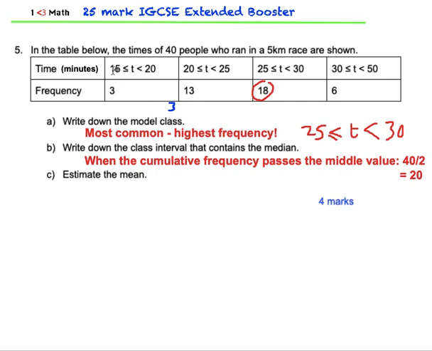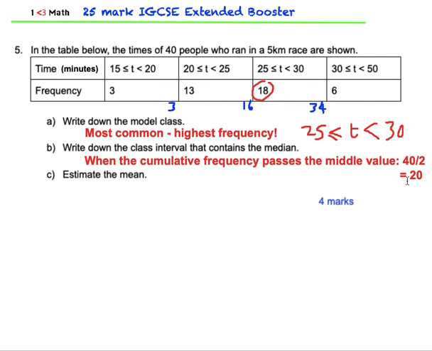So we look at our cumulative frequency, we look at our running total. Up to 20, we have 3 people, because there was 3 people who ran less than 20 minutes. Up to 25 minutes, we have 16 people, because 3 plus 13 is 16. So there were 16 people who ran the race in less than 25 minutes. Up to 30 minutes, we have 34 people, because 3 plus 13 plus 18 is 34.